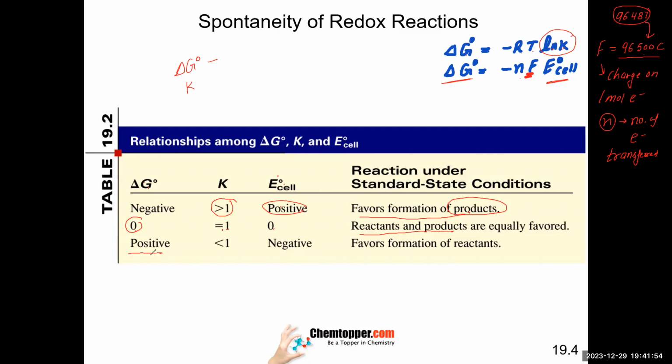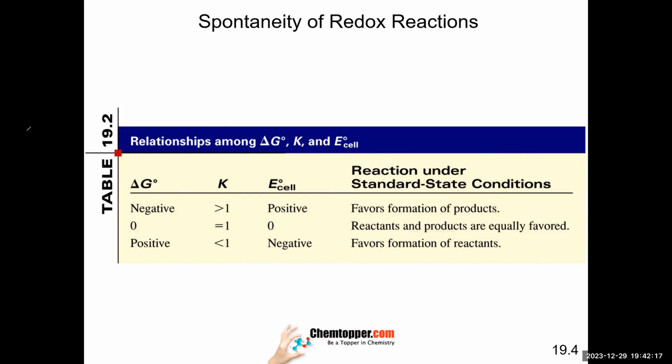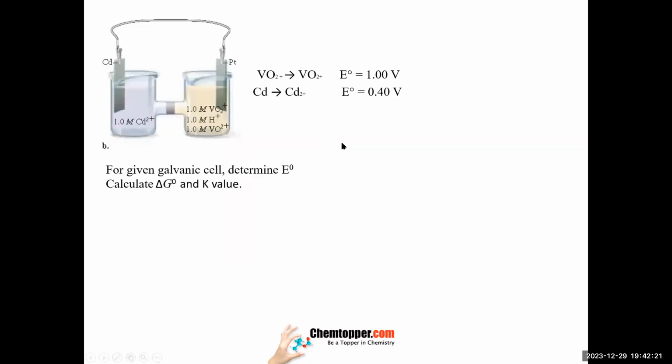Then this one, if delta G naught is positive, K is less than 1 and E naught cell is negative. Very important table. Very, very important table. Okay, now let's see some questions based on these equations. Let's do this question. Ready?